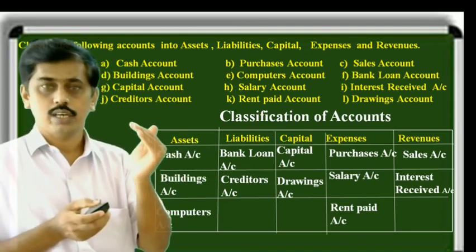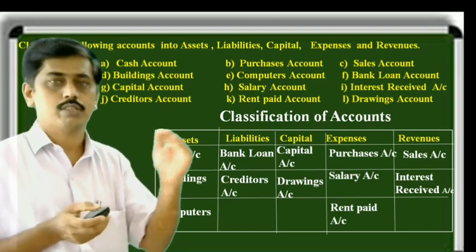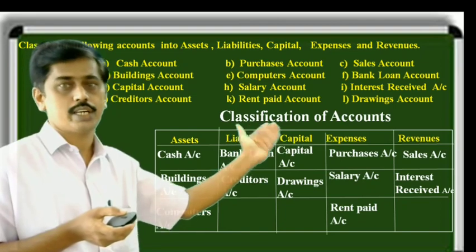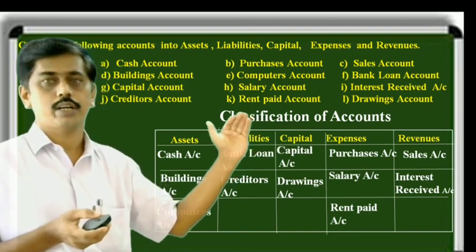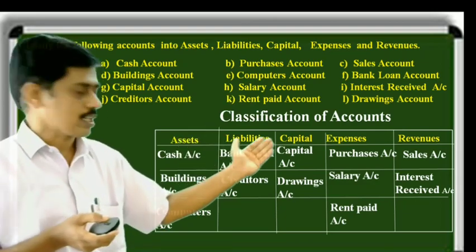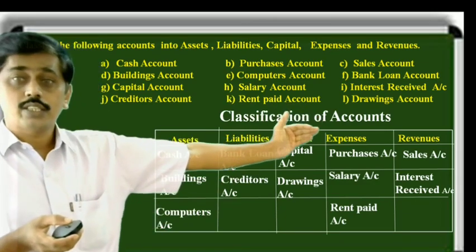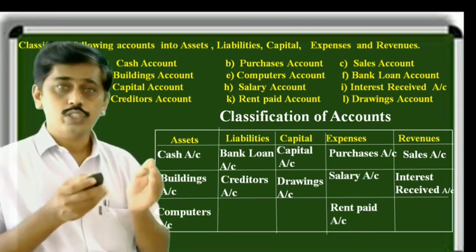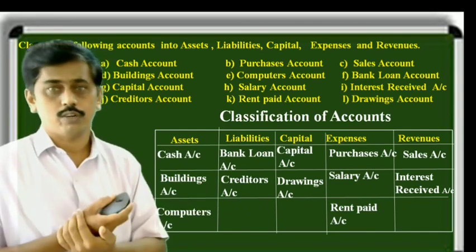Cash account, asset account, building account, asset account, computers account, asset account. You cross check it. Bank loan account, liabilities, creditors, liability, capital and drawings, capital account, purchases, salary, rent, expenses account, sales account and interest received account, revenues account. Okay, this is how you have to classify the accounts.